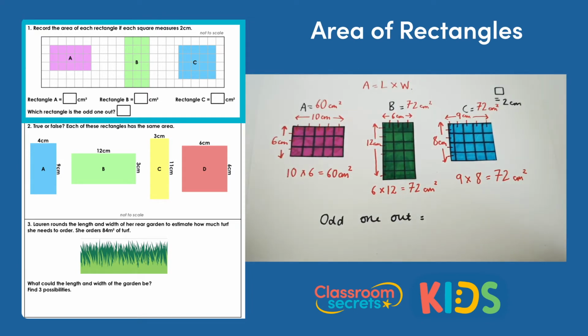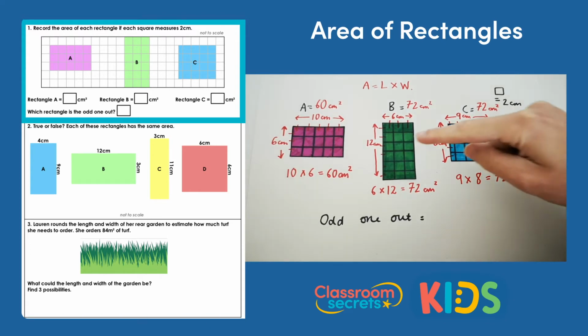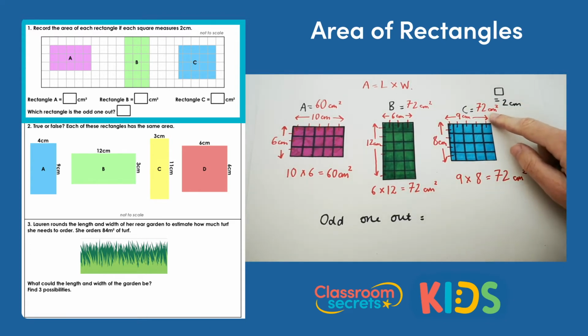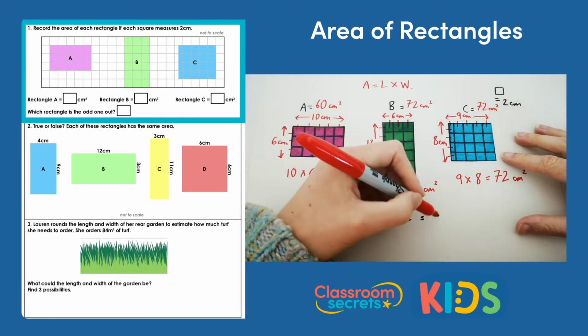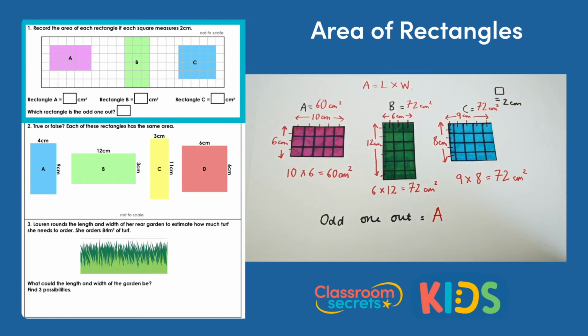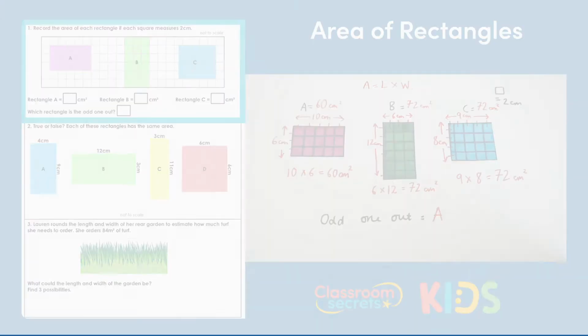The final part of this question then is which rectangle is the odd one out? C and B both have an area of 72 centimetres squared, whereas A has an area of 60 centimetres squared. So A is the odd one out.